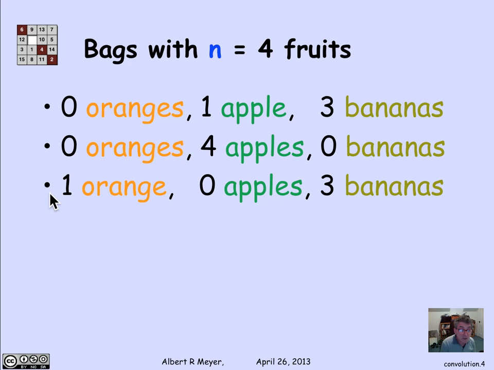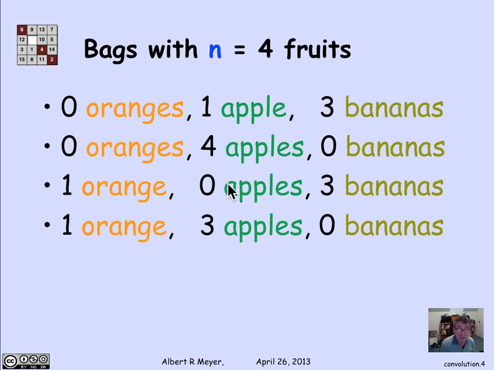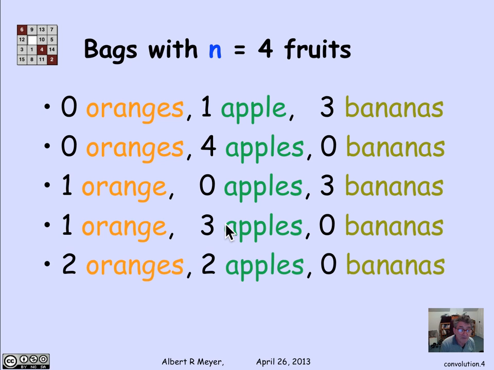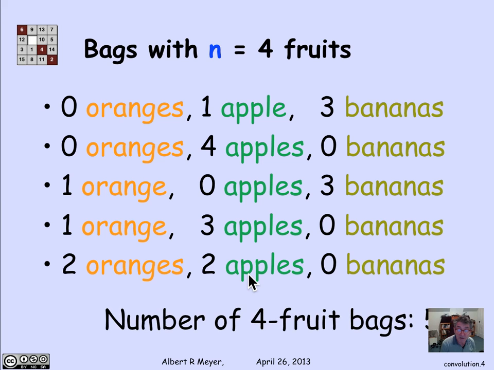If I choose one orange, by the same reasoning, I can choose zero or three bananas, and I fill in the rest with apples. Finally, if I choose two oranges, and I'm only going to choose four fruits, I can't choose any bananas, so I fill the rest in with apples. We discover that there are five ways to select a bag of four of these three kinds of fruit, subject to the weird constraints on oranges, apples, and bananas.